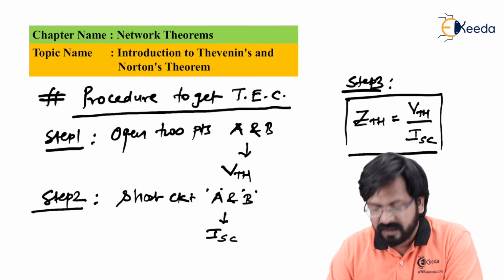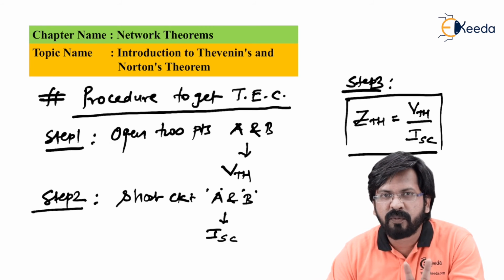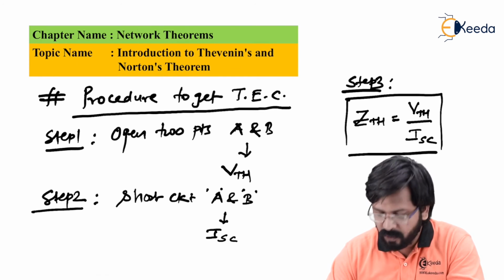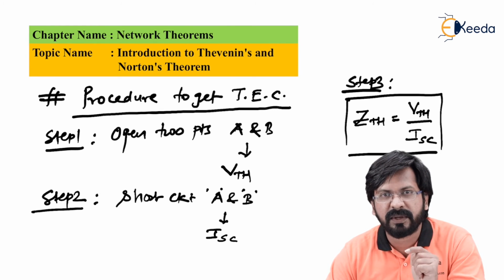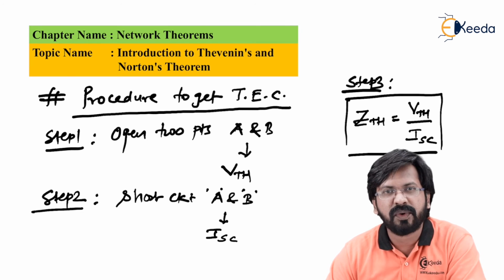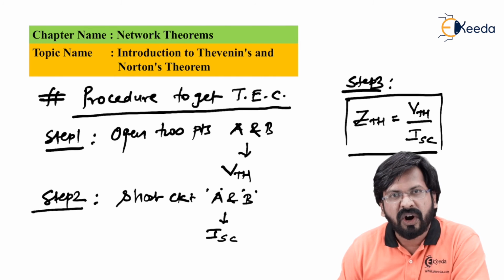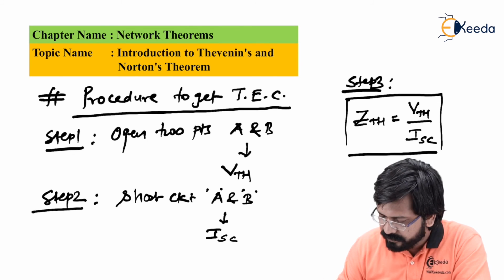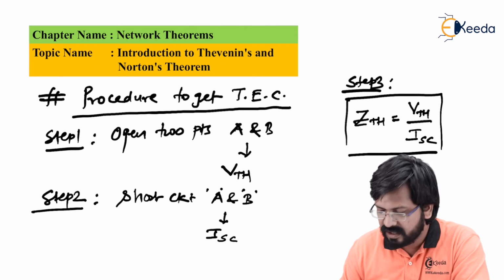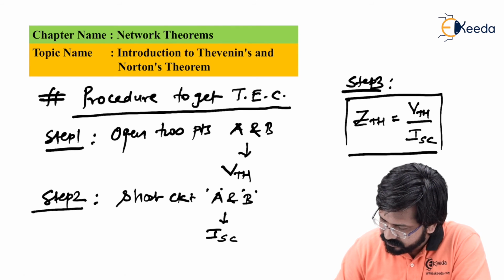So what we have done while calculating Thevenin's equivalent circuit: step number 1, in a complex electrical network, assume 2 points A and B. Open circuit these 2 points and find the voltage between A with respect to B. That is, A is plus with respect to B. So A will be plus, B will be minus. That voltage is called Thevenin's equivalent voltage, that is VTH. After that, short circuit these 2 points, A and B. Find the current flowing from terminal A to terminal B. That is called short circuit current, ISC. And in the last step, get ZTH by taking the ratio of VTH and ISC.